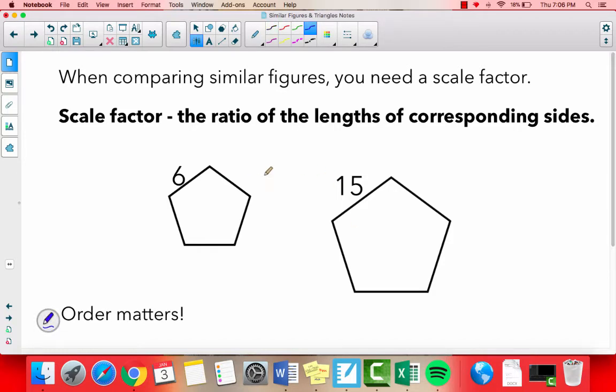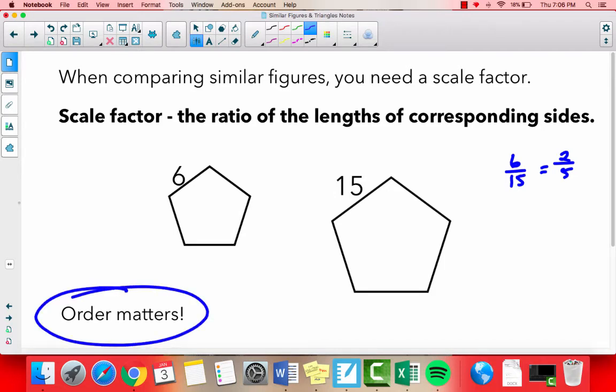So if I write this ratio, it's going to be 6/15. And then you always want to reduce the ratios for a scale factor as much as you can. I can reduce each of these by 3, and that gets me 2/5. Now, the one thing that's really important here, just like the similarity statement, in a scale factor, the order matters, because in this example, I went from small to large.